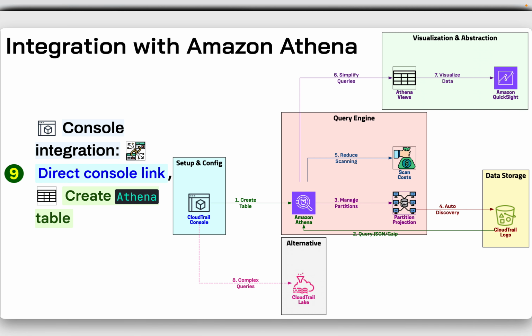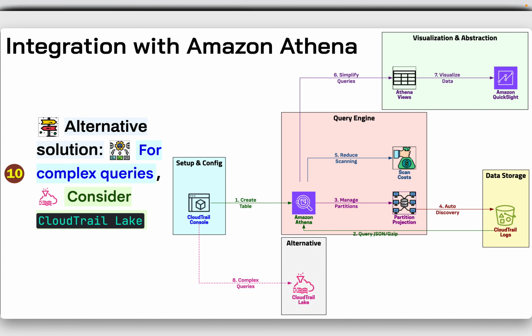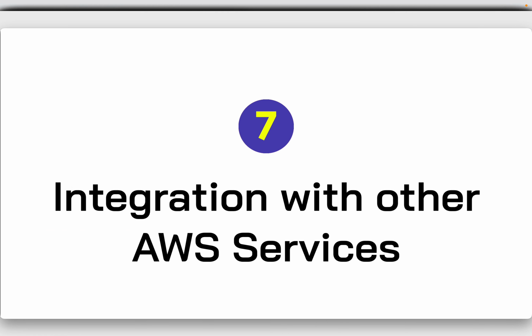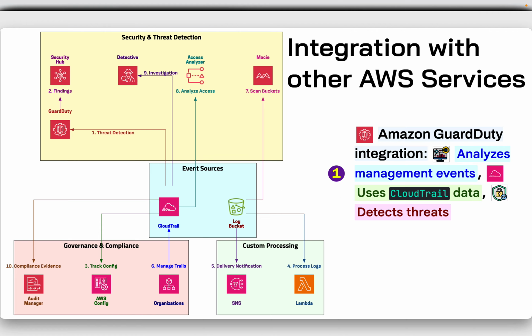The CloudTrail console provides a direct link to create an Athena table for your trail. For complex or frequent queries, consider CloudTrail Lake as an alternative to Athena. Seventh topic is integration with other AWS services.